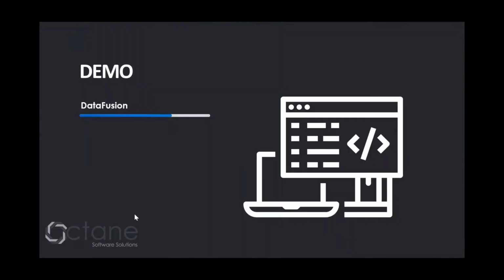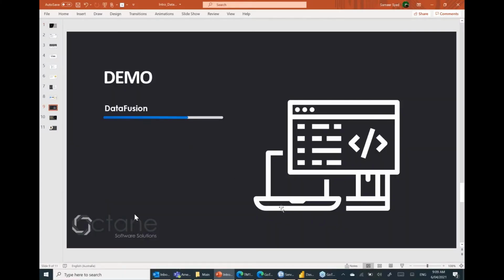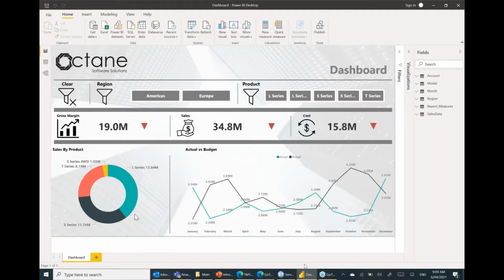So with that, I think let's jump into the demo, and probably I'll showcase what Datafusion is and how easy it is to use in your organization. For this, I have a Power BI dashboard. As you can see, this Power BI dashboard has some filters on the top, like Americas, Europe, and I've got multiple products on the top. I've also got 3 key KPIs: the gross margin, sales, and the cost, and I've got some pie chart and some line chart at the bottom.